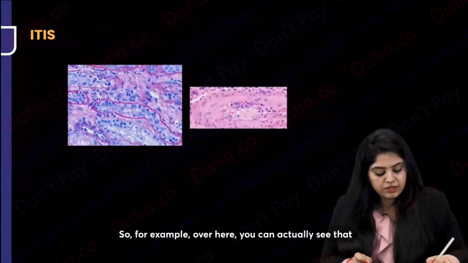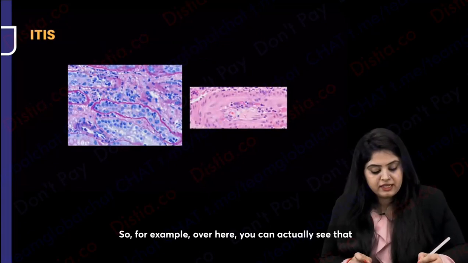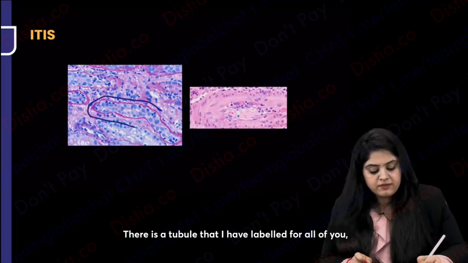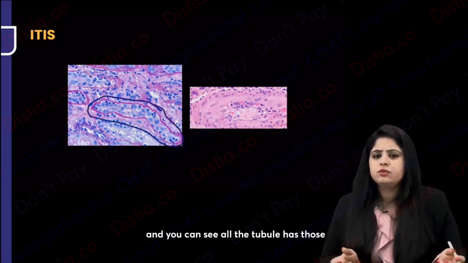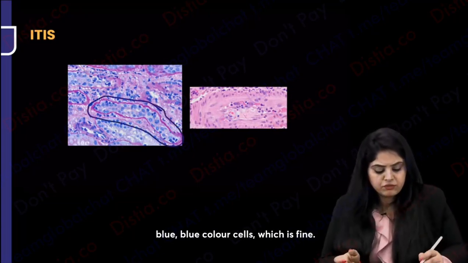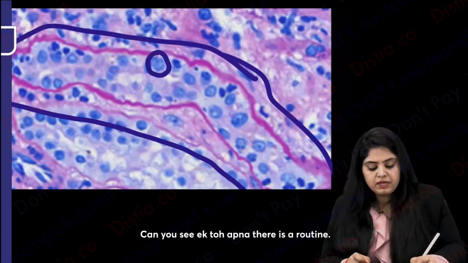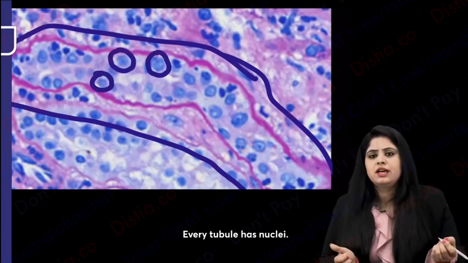So for example, over here, you can see there is a tubule that I have labeled for all of you, and you can see the tubule has those blue color cells, which is fine. But I want you to be very cautious. Can you see, there is a routine, every tubule has nuclei.